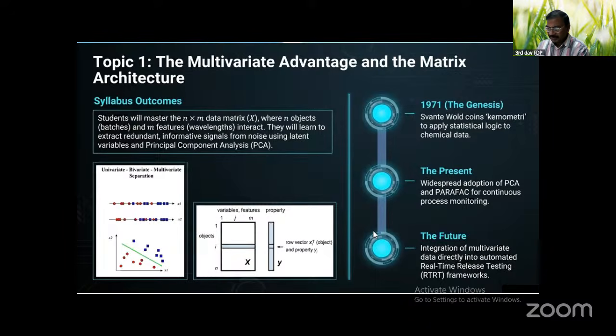What is the meaning of PARAFAC analysis? It is parallel factor analysis. It is one of the mathematical processes used in chemometrics and multidimensional data analysis. What is the feature of the syllabus given here? The integration of multivariate data directly into an automated real-time release testing framework. That means we want to analyze the available data in a very speedy way.